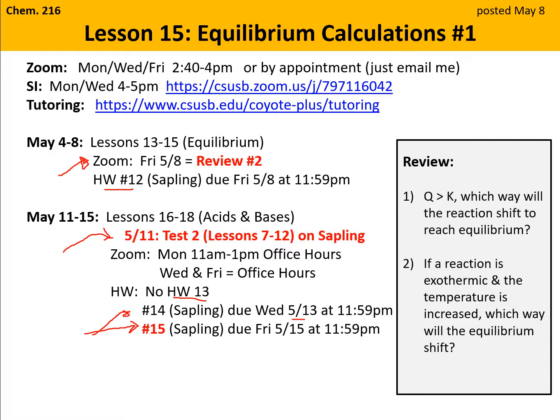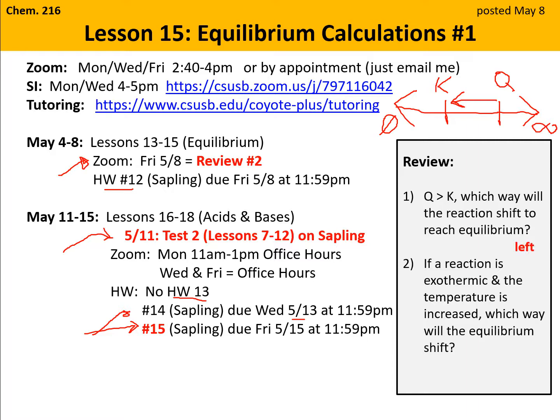Q is greater than K. Which way will the reaction shift? Actually, this is a review of 2 lessons ago. Remember, we have a number line where Q can go from 0 all the way up to infinity. If Q is greater than K, it's going to shift towards the left. What that means is that I'm going to take some product and turn that into reactant. That's what shifting to the left means.